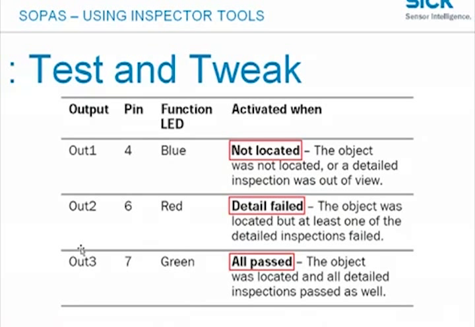Testing and tweaking, we discussed all the outputs we have available and what they are dedicated for. The Inspector I20 allows us to configure the outputs in any fashion we want, while the Inspector I10 has the outputs configured in this manner.